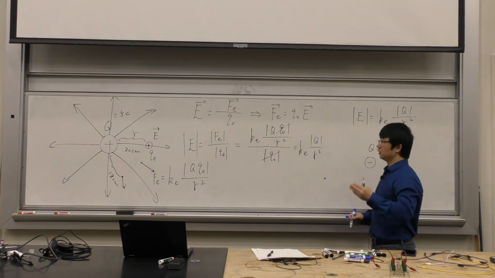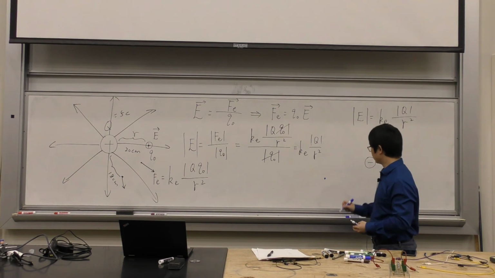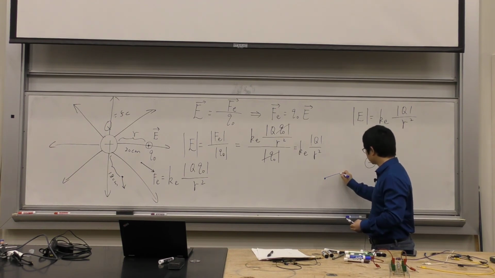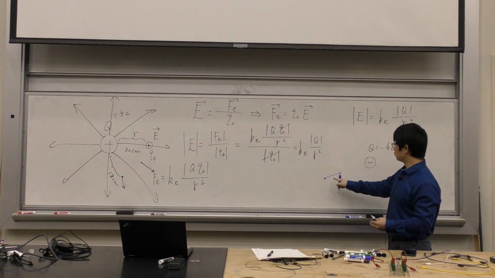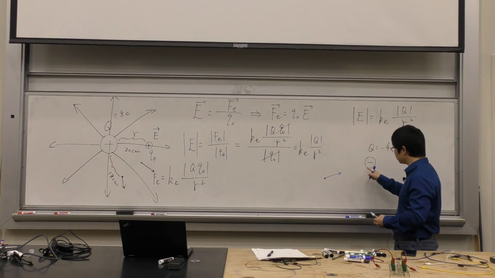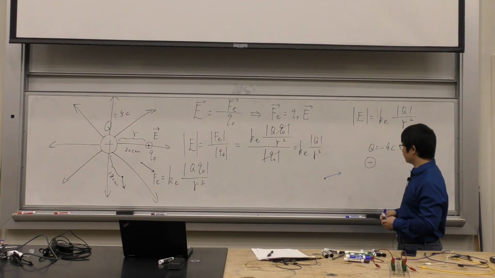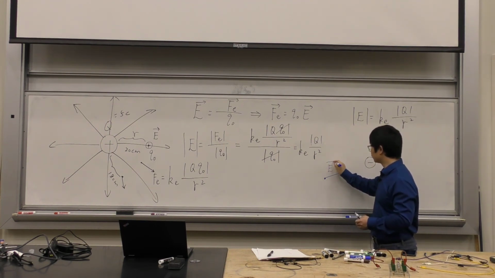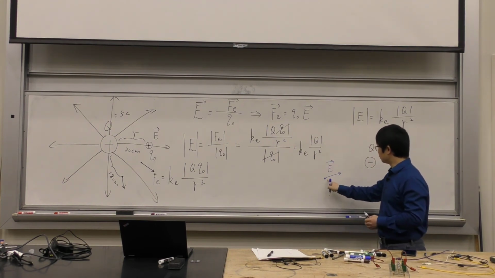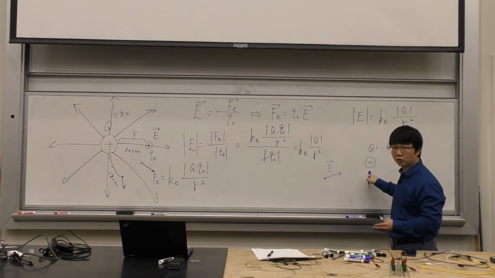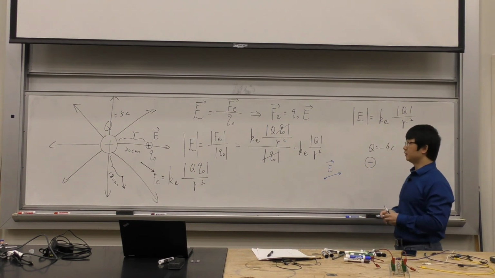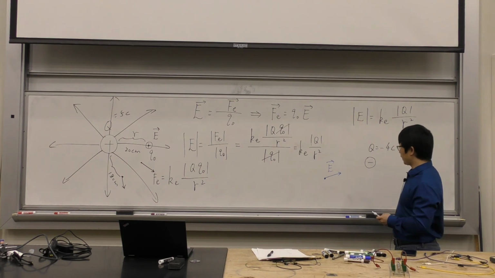Direction easy, radially inward. So I would draw an arrow. You don't have to draw this arrow until the source charge; you just need to tell me the direction. So I would say that's the direction of the electric field at that point, always radially inward toward the source charge because this is a negative source. Then what about magnitude? Magnitude easy.